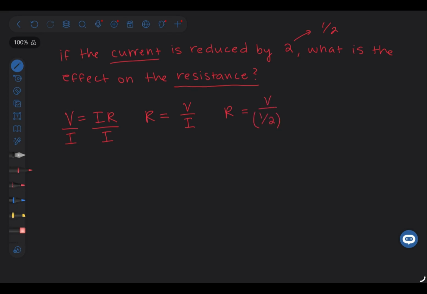And I like to turn the V into a 1, so it makes everything easier. Okay, if we do 1 divided by 1/2, it's the same thing as doing 1 over 1 times 2 over 1. So that's going to be 2. So the resistance is going to be doubled.